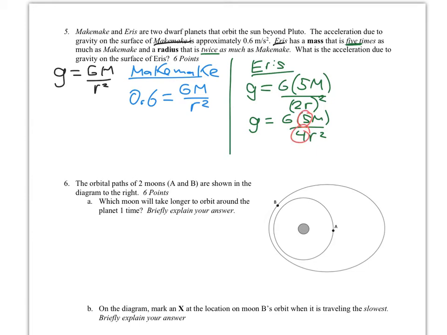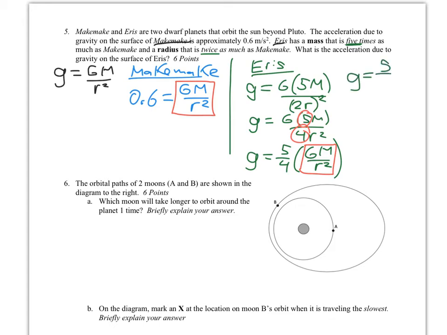I'm going to go ahead and pull out those constants there, 5 and 4. And so really it's 5/4 times GM over r squared. So I just rearrange that equation, taking this 4 and moving it out, and that 5 and moving it out in front. And what we end up seeing here is that this GM over r squared is the same as here. And so that really has a value of 0.6, so we can say g on this new dwarf planet, Eris, is 5/4 times 0.6, the old acceleration on Makemake. So it ends up being 0.75 meters per second squared.